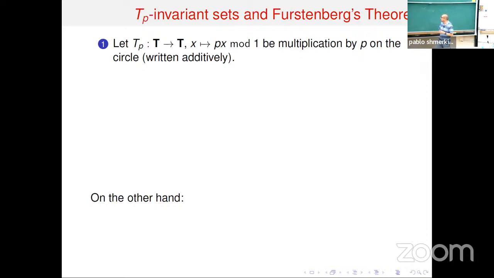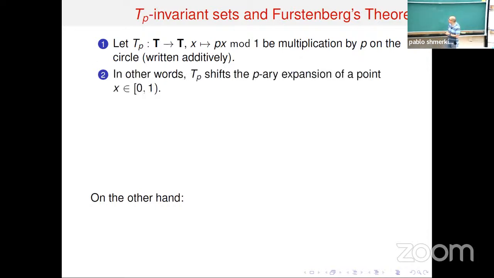So the first problem is a problem, I would say, at the boundary of ergodic theory, fractal geometry, and maybe a bit of number theory. So it's related to multiplication by p on the circle. If you take a course in dynamics or ergodic theory, in the first few minutes of the course, you see some examples, and this is one of the examples that you see. So T is the circle, written additively, so [0,1] with 0 and 1 identified. And there I consider the map that is multiplication by p. It just multiplies by p on the circle.